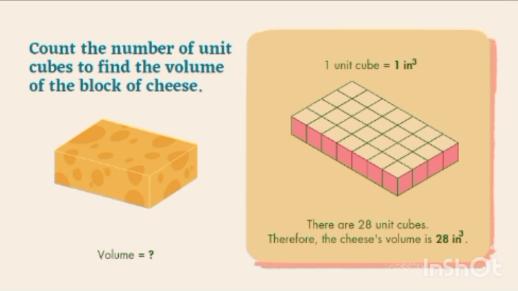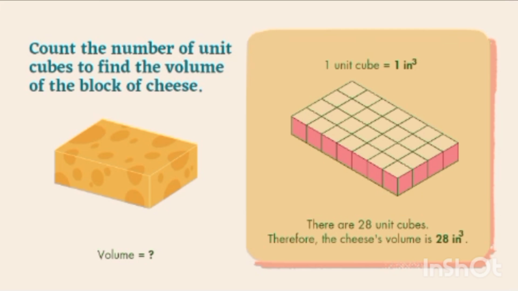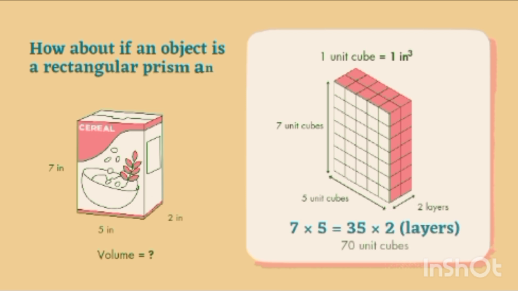Suppose here we have 7 cubes, and on this side we have 4 cubes. When we multiply that, we will get 28. It means we have 28 unit cubes, and therefore the volume of this cheese is 28. This is how you can just count them and solve this problem.